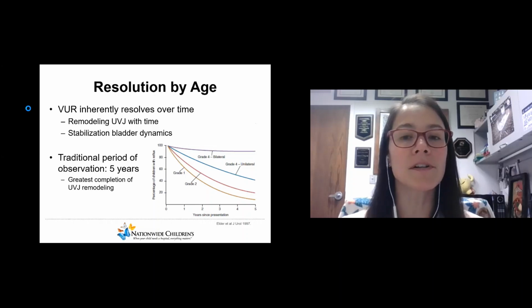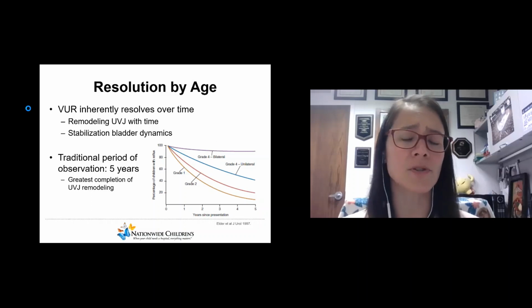So we know that reflux resolves over time, and thus reflux resolves with age. There are some limitations to this, where children diagnosed with reflux at older age are thus less likely to resolve. So it's not necessarily that any patient, anytime, as long as you give them time, it will resolve. It is also dependent on the age of diagnosis.